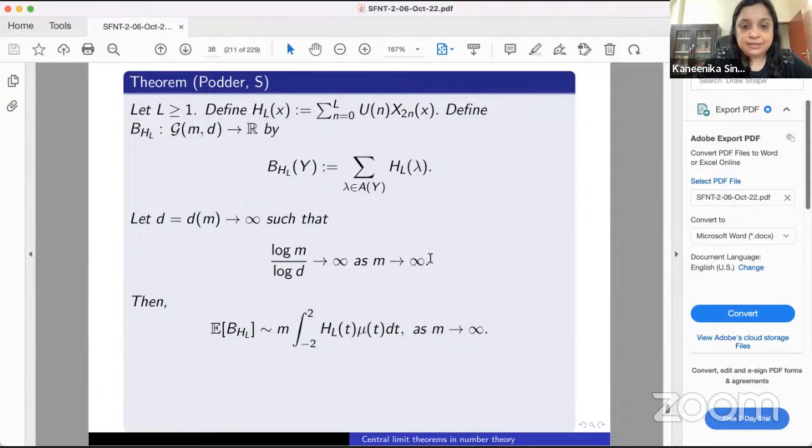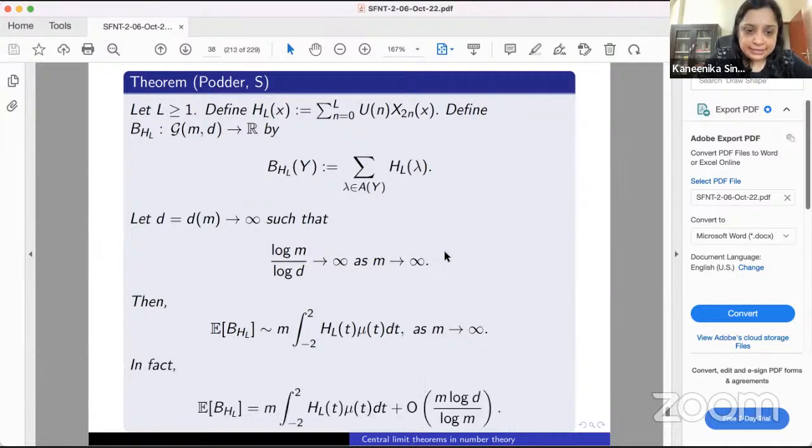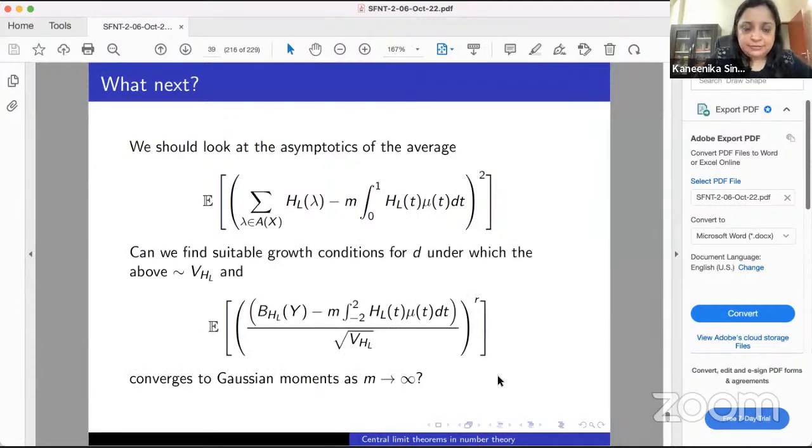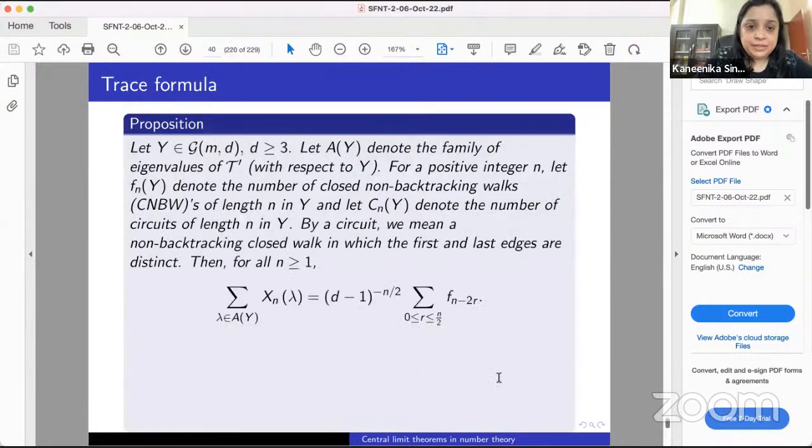But since this work has not been written up completely, it's ongoing, maybe I will leave it at that, with just some comments about the expected value. We can make this asymptotic effective with effective error terms. So we have an error term of the following form. And then we have to look at different types of analogs of the central limit theorem here.